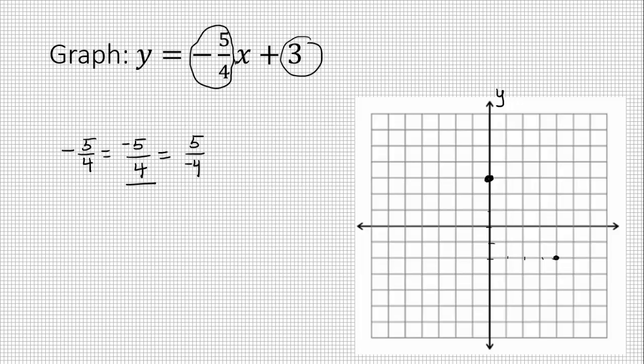I can do that again and again, or I can use the other form of the slope, +5 over -4. Starting at 3 again, I can go up 5. 1, 2, 3, 4. I'm going to have to make another point. I'm going to put it right here. There's 5. And run -4. That means backwards. So 1, 2, 3, 4 to the left. And there's my other point.